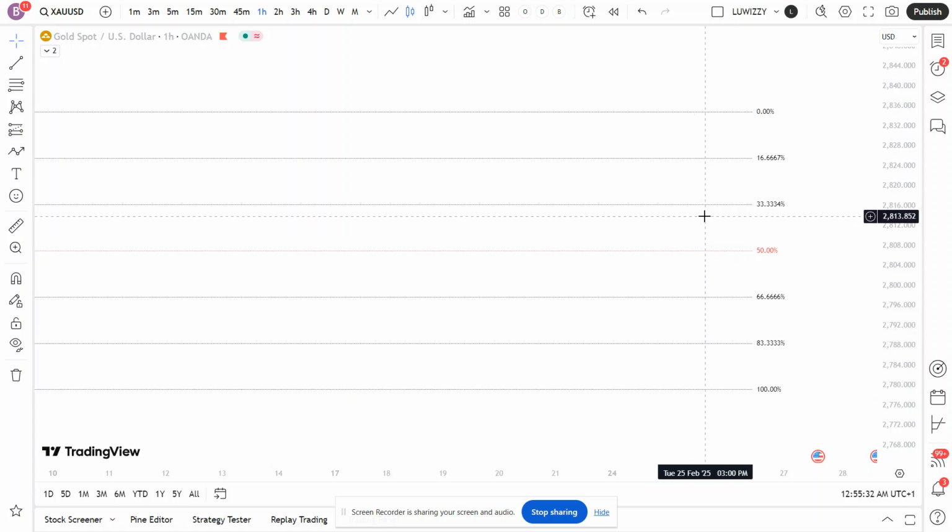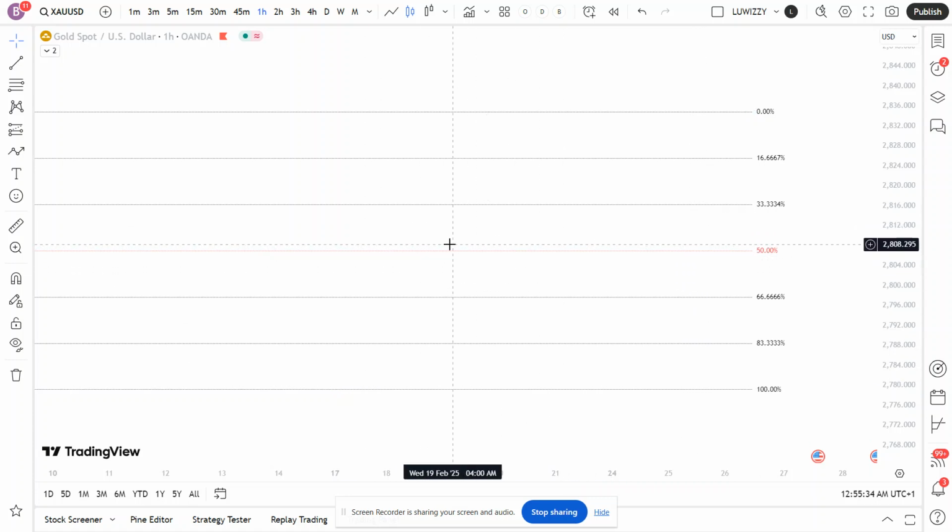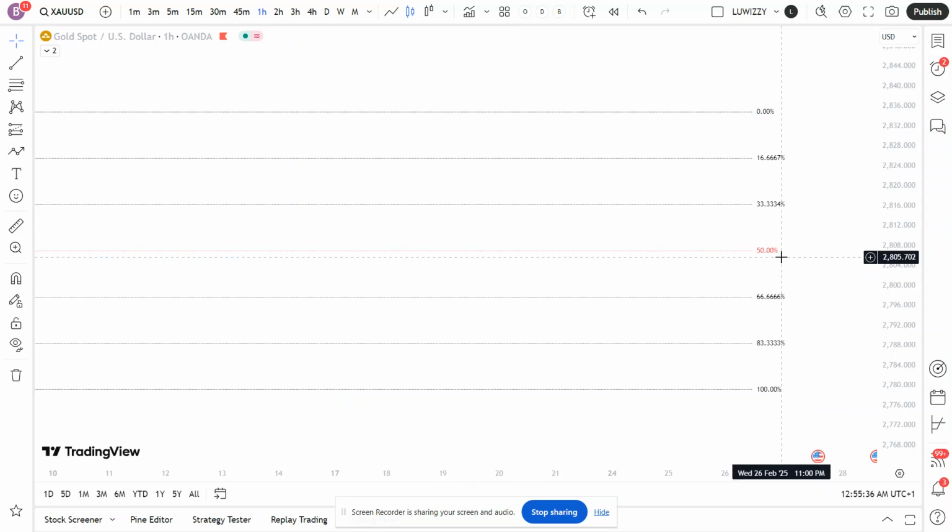Okay. Now as you can see, this is equilibrium, 50%. Now 50% tells you that this should be the equilibrium zone of the fib level, right? That's it.